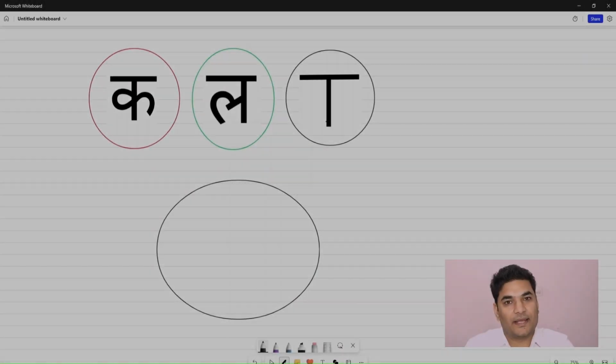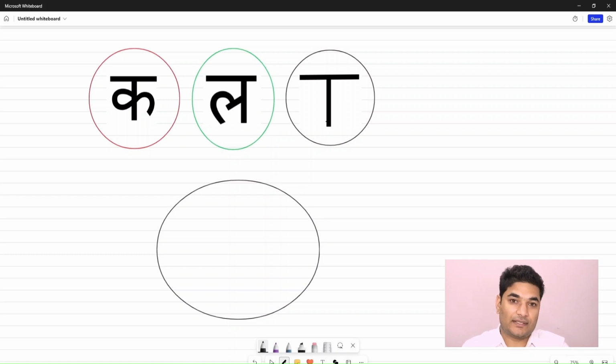Hello, welcome again. We have done two consonants and one vowel in the last class. Let's start with today's lesson. I've already put the consonants and the vowel on the whiteboard for you. Let's revise them. The first one is K, the second one is L, and the third one, the vowel in Matra form, is A. Okay.